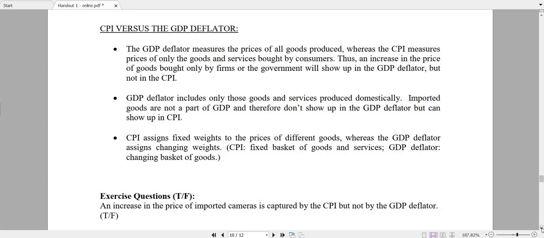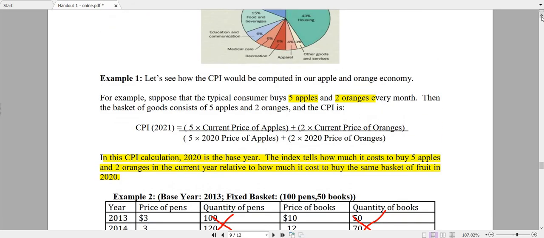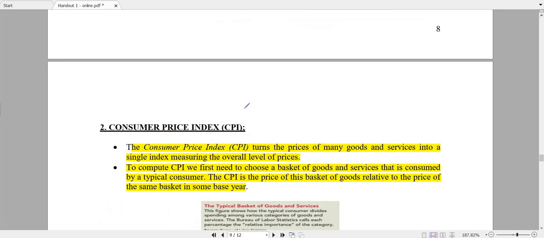Now similarly, we can also calculate the PPI index, which stands for Producer Price Index. Now, this is yet another way of calculating inflation in the economy. So the only difference between a PPI index and CPI index is in the construction of the basket. So when we are computing the CPI index, remember, we construct a basket which is typically consumed by the consumers.